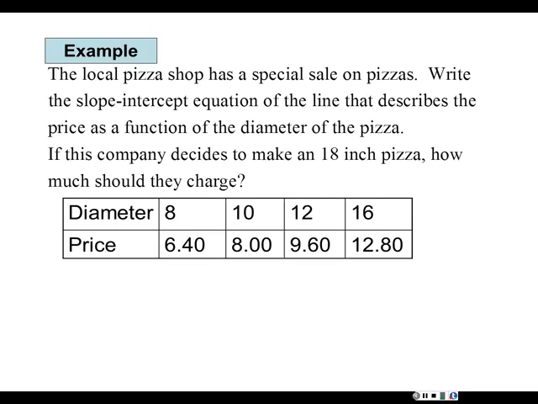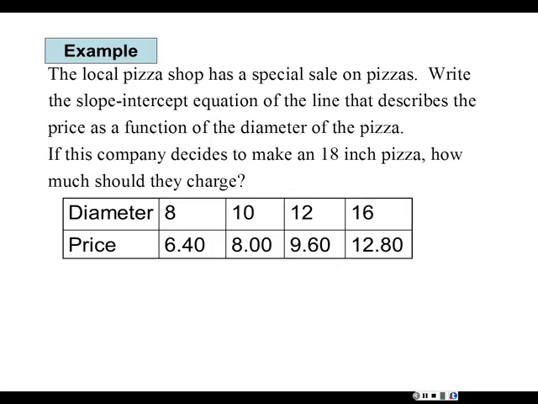Now, what you need to do? Okay, first of all, how many parameters do you have here? Two parameters, right? What are they? Diameter and price. Now, can you guess, based on our problem, what is going to be the independent variable and dependent variable?